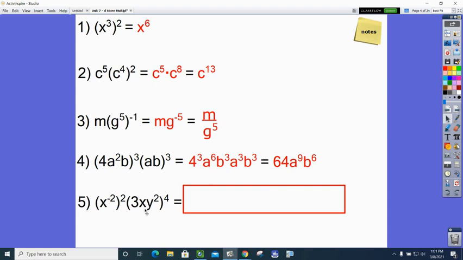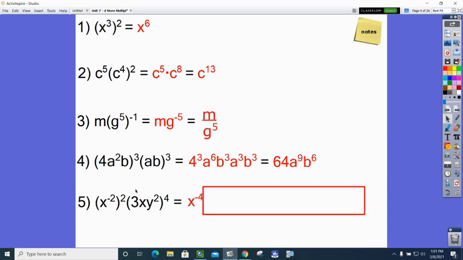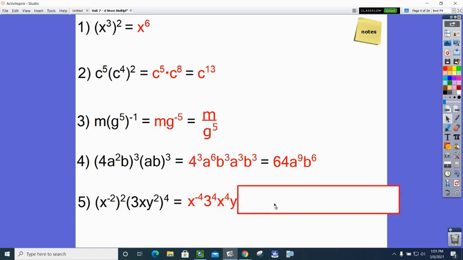Okay, the next one. Can you just right now simplify this guy? And did you get x to the negative 4? And now take the second group. Can you do the power rule there? And did you write 3 to the 4th, x to the 4th, y to the 8th? Now we're going to look back to our other rules. Can you clean this up?